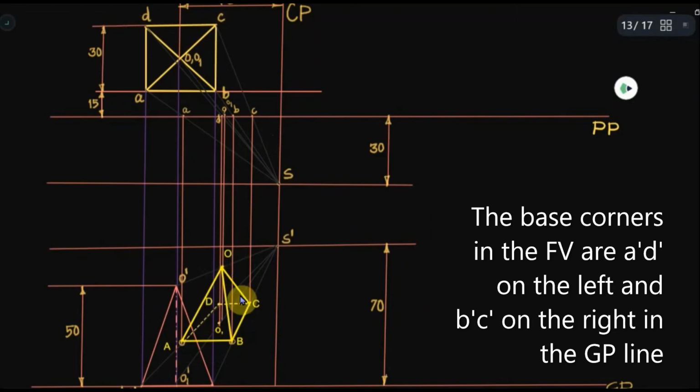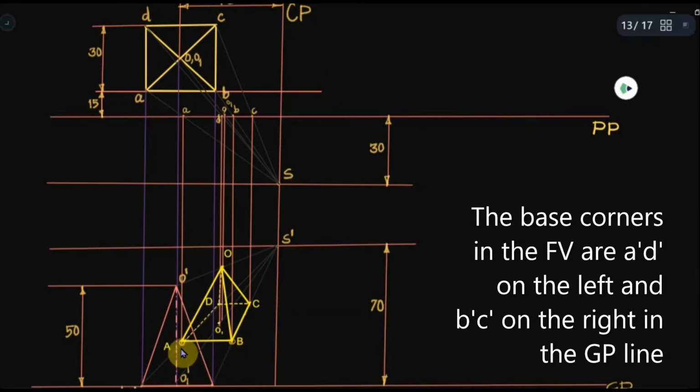So CD is not visible, and thereafter, if CD and AD are hidden, naturally the lateral edge OD connected with them, that also will be hidden. So that is to be represented by a dotted line. So now this completes the perspective view of the square pyramid.